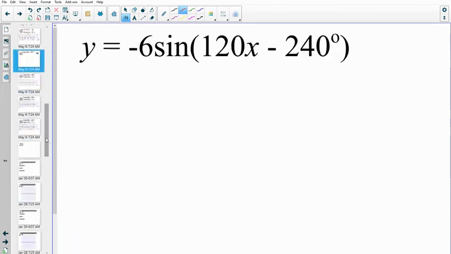I'm not sure how long this has been so far, but I've tried to choose problems that are different from each other. We'll do a sine graph. We haven't done any sine graphs today. We'll go back to degrees for this one.